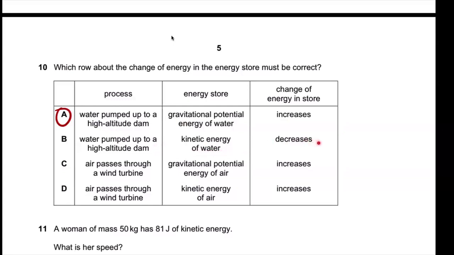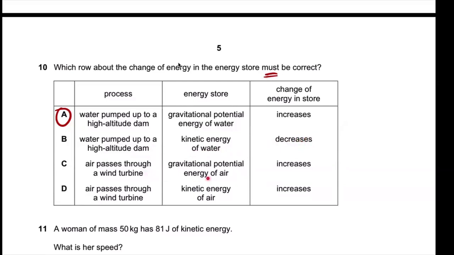Again, kinetic energy of water decreases. Does it necessarily have to be correct? And the answer here is no. For the kinetic energy, if this water is being pumped up to the dam, maybe because of this pumping up, the kinetic energy could also increase, right? Because if you're using a high pressure pump to bring it up, then it could be speeding up. So kinetic energy could be increasing. So it doesn't necessarily have to be correct.